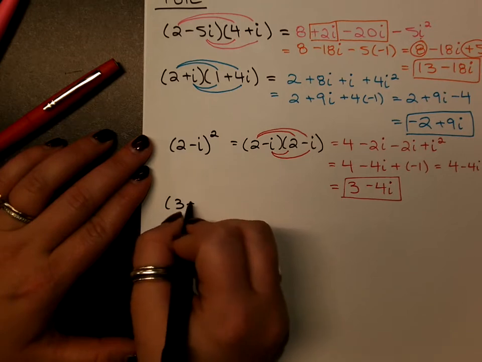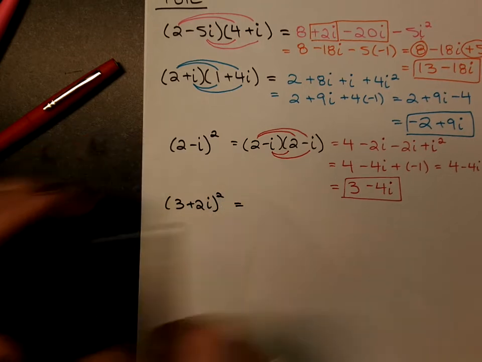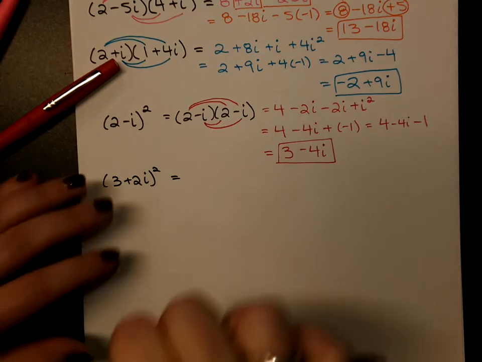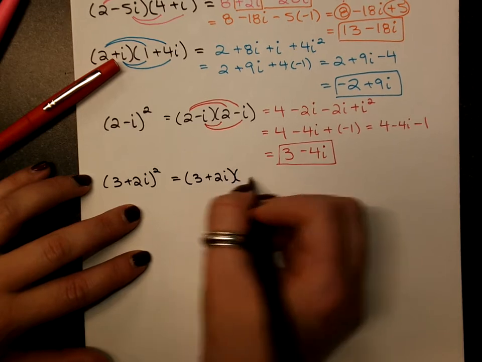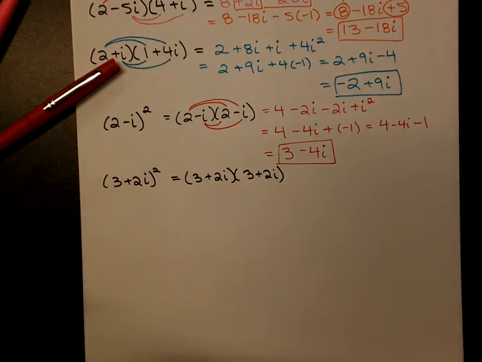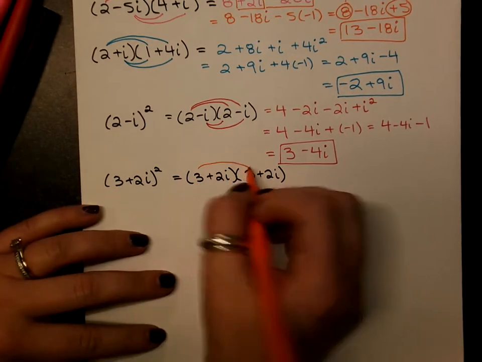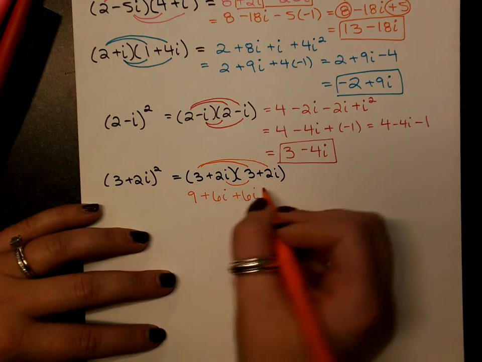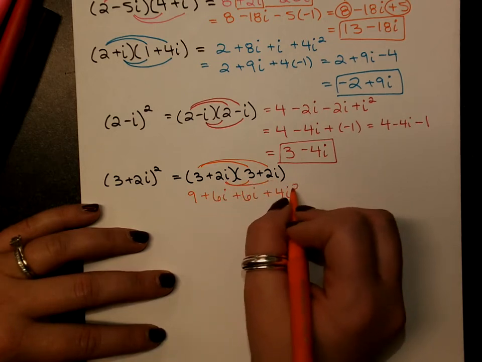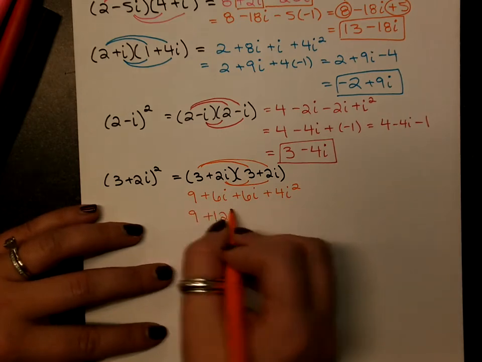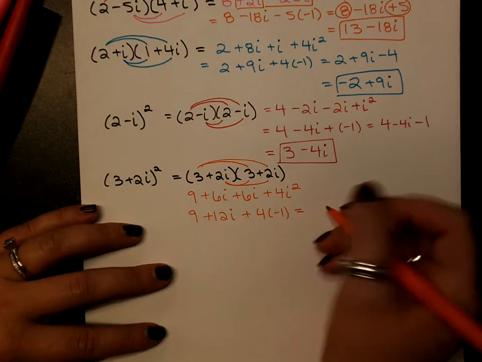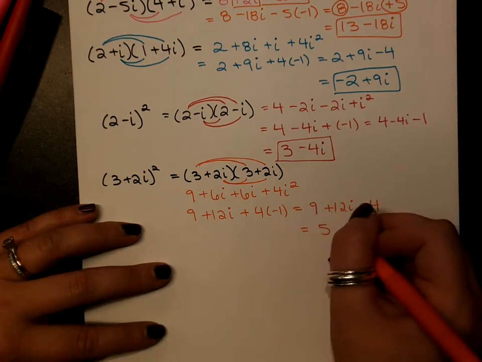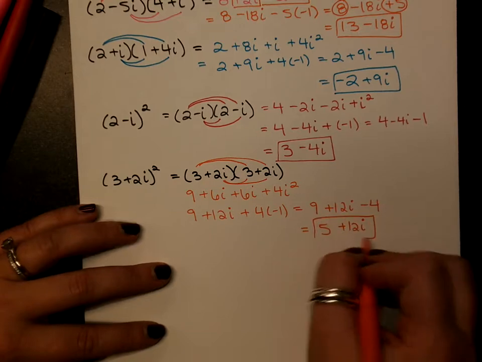Try it again. 3 plus 2i squared. Pause the video and try it on your own, and then play the video to see if you got it correct. This is going to be 3 plus 2i times 3 plus 2i. 3 times 3 is 9. 3 times 2i is 6i. 2i times 3 is also 6i. 2i times 2i is 4i squared. This becomes 9 plus 12i plus 4 times negative 1, which is 9 plus 12i minus 4, for a final answer of 5 plus 12i.